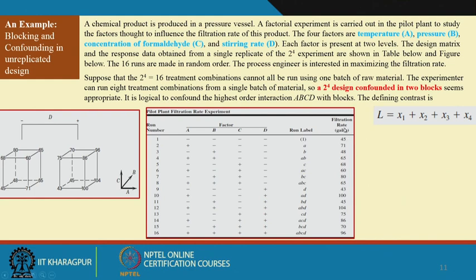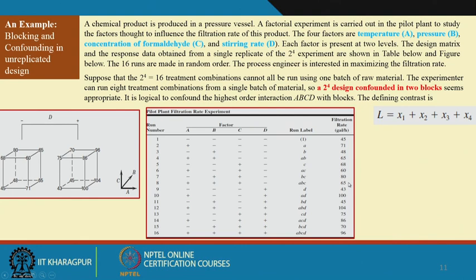So one run, with one replication. But another restriction is that you cannot do it with 1 block, you have to do it with 2 blocks. The reason is you cannot go for 16 experimental runs in 1 block. So here the block is the resource, so you require 2 blocks to be used.